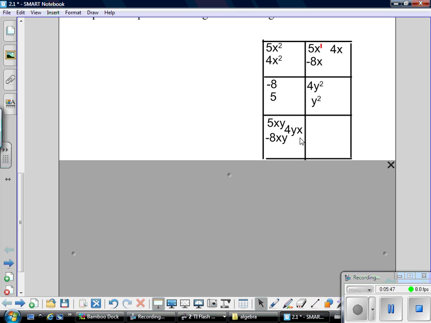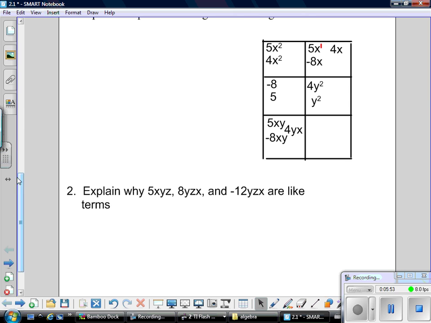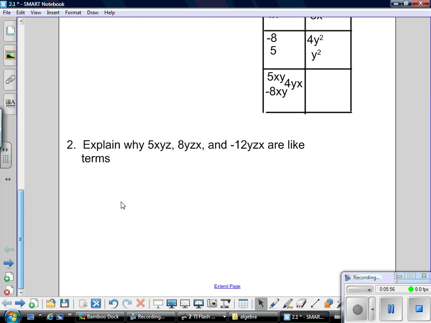So we're going to talk about another question dealing with this, and this is how it goes. Explain why 5xyz, 8yzx, and negative 12yzx are like terms. So I'm telling you they're like terms, okay?